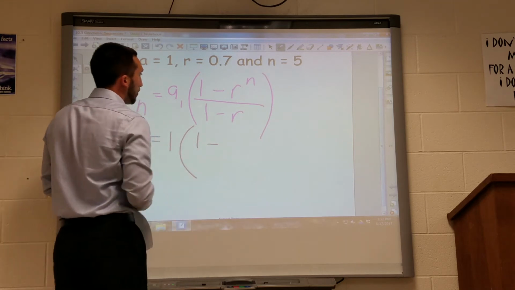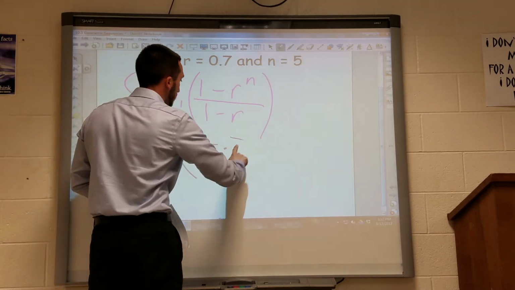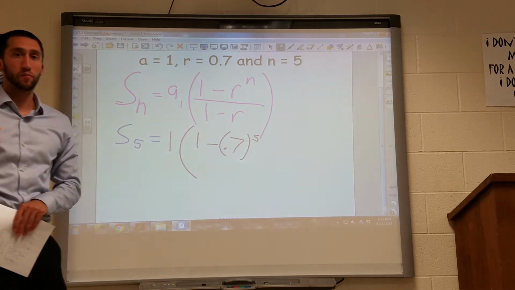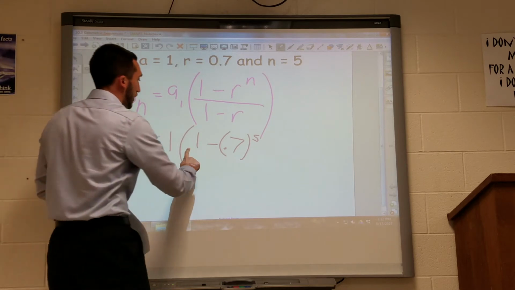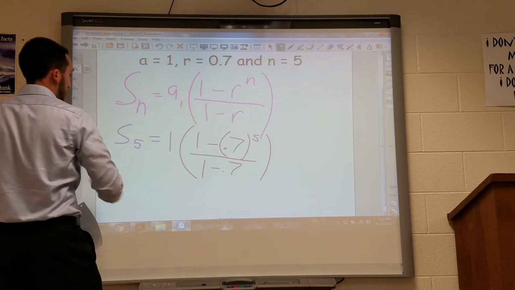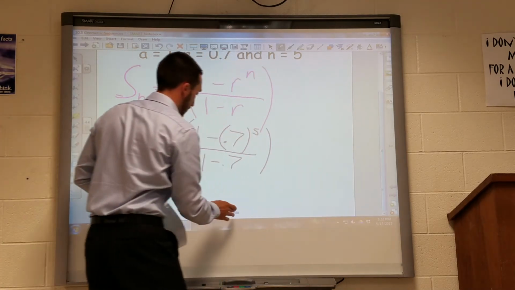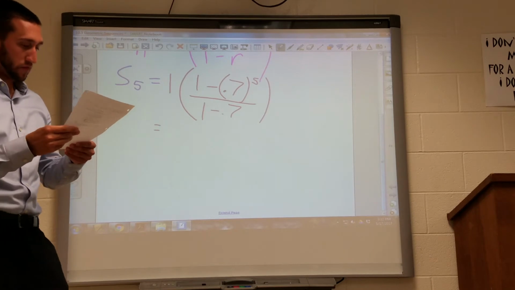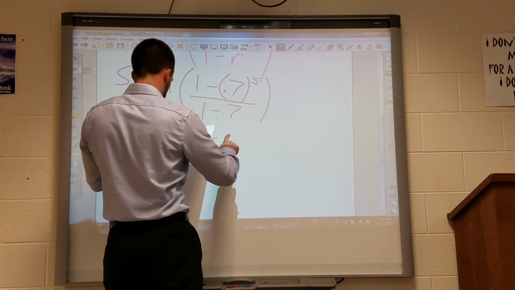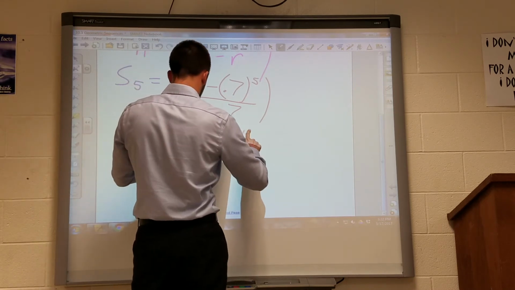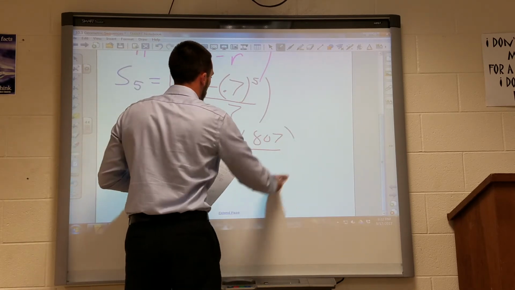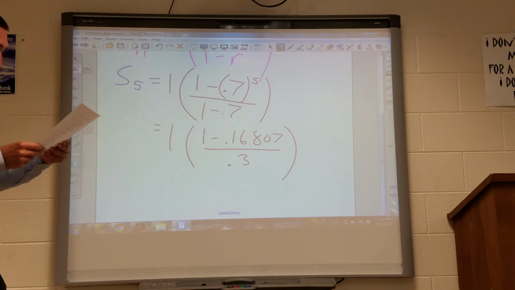Then I plug in what I know: 1 minus my ratio, 0.7, raised to the 5th power, because that's the partial sum I'm looking for, and then over 1 minus 0.7. Continuing on, this simplifies to 1 times 1 minus 0.16807 over 0.3, right? 1 minus 0.7 will give us that denominator.